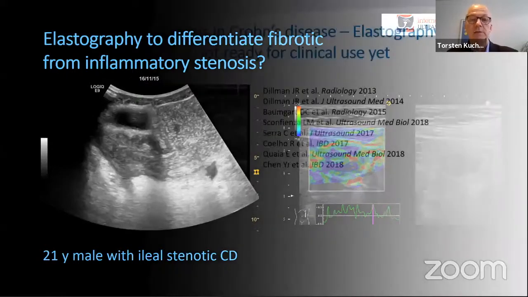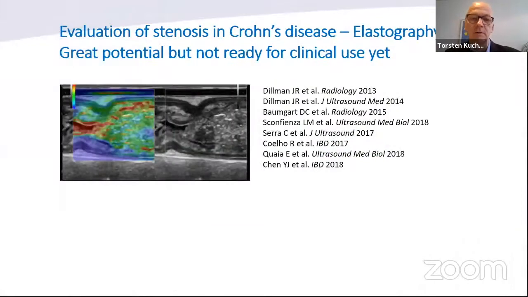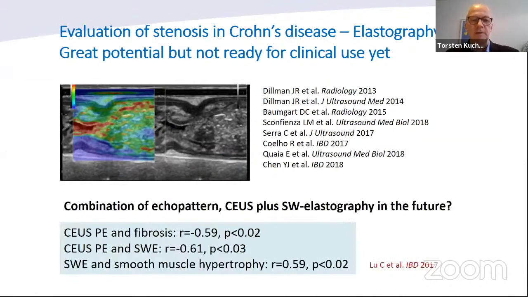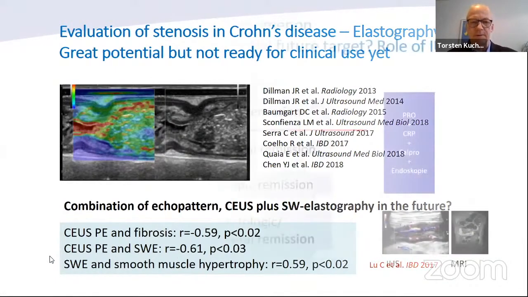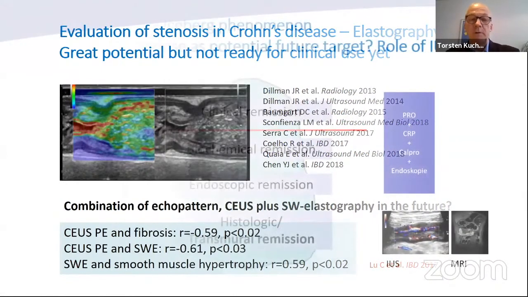There are quite a few data on elastography, and the data are still controversial. So it appears to have great potential, but it's not ready for complete clinical use yet. But if you combine it with other parameters, so the echo pattern, CEUS, and shear wave elastography, you might have something in the future that might help you to differentiate between inflammatory and fibrostenotic stenosis. As Kathy Liu did here, she's working in Calgary with Kerry Novak, and she found an inverse correlation between CEUS peak enhancement and shear wave elastography, indicating fibrosis in this situation.